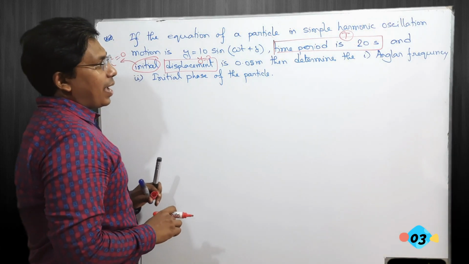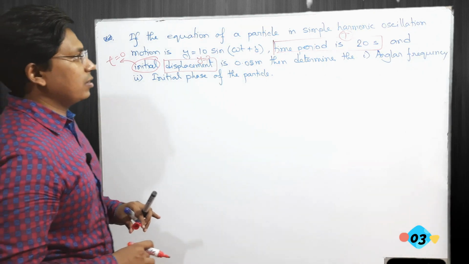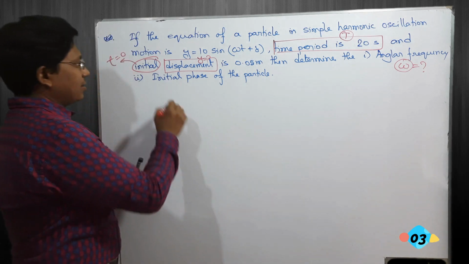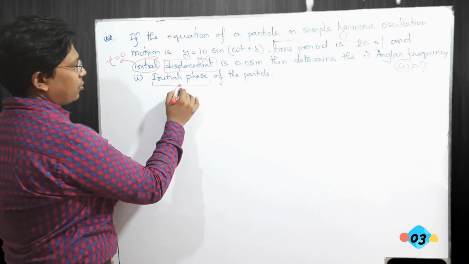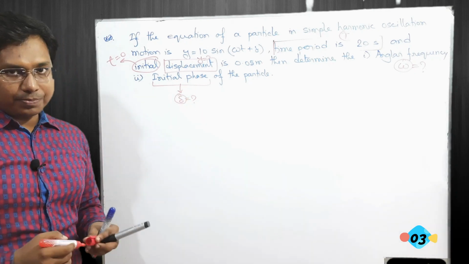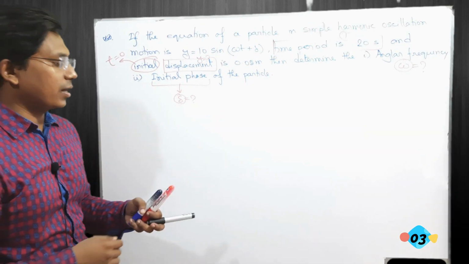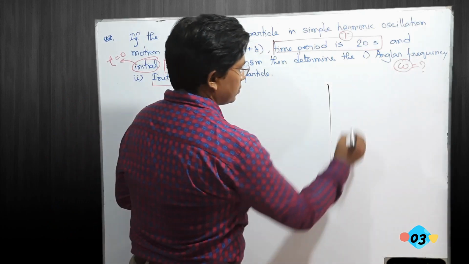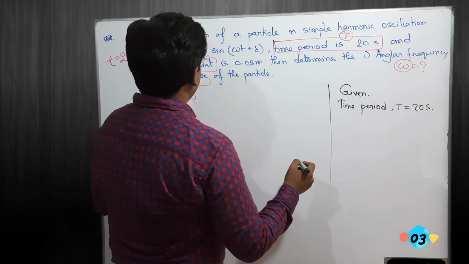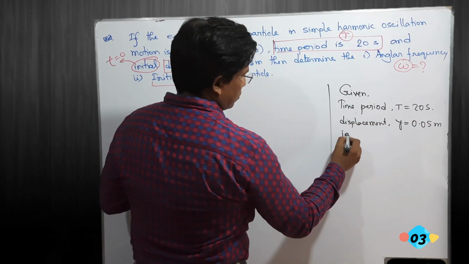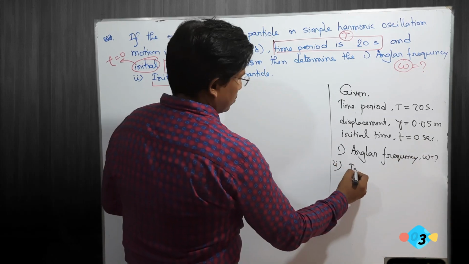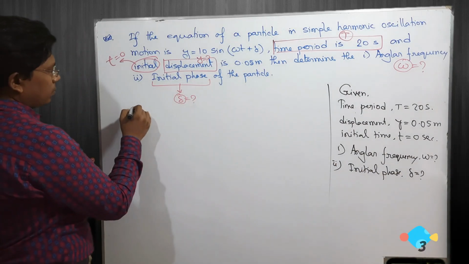Then determine the angular frequency. Angular frequency means omega is required. And another thing is the initial phase. The initial phase, marked by del, is required for the particle. Now note down the given. Now the answer.